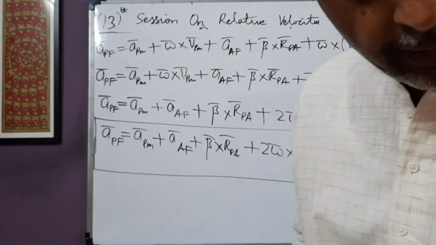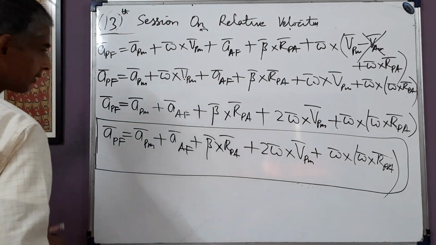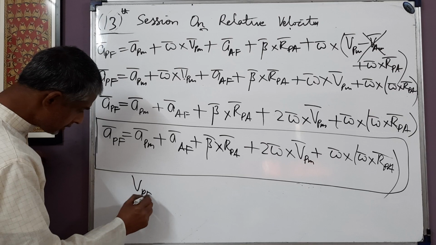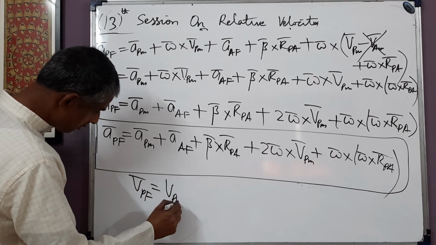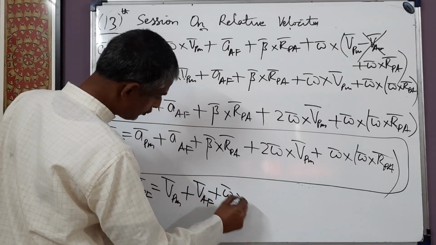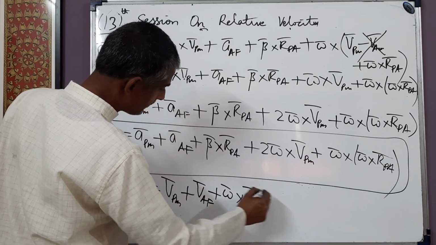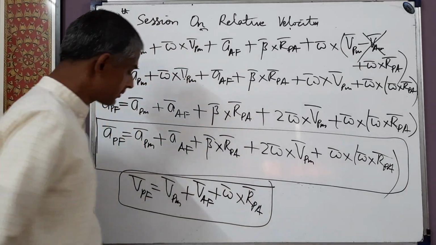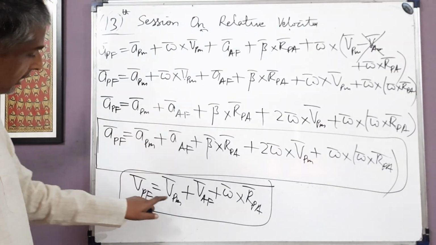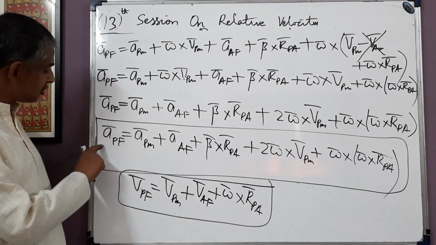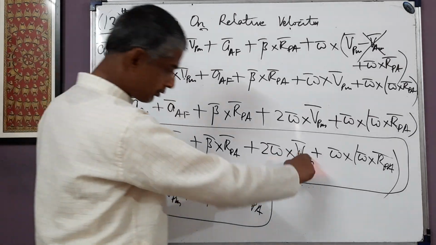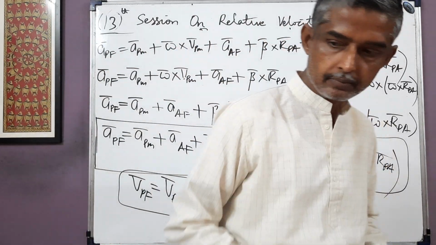which are in mutual rotation. This formula. And the velocity relation we have already derived, and I'll write it here again: VPF is equal to VPM plus VAF plus omega cross RPA. So these are the two relations. This is the relationship between velocity of point P as seen from two frames M and F which are in mutual rotation, and this is the relationship between acceleration of point P as seen from two frames M and F which are in mutual rotation. Alright, fine.